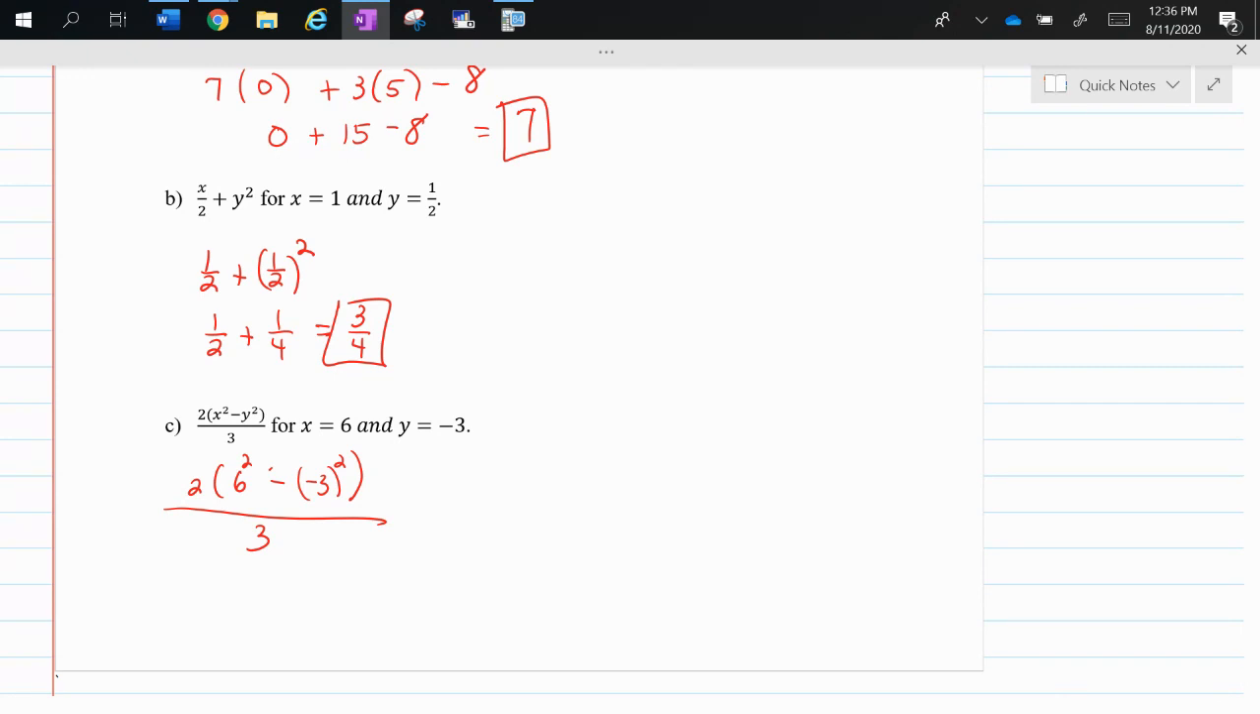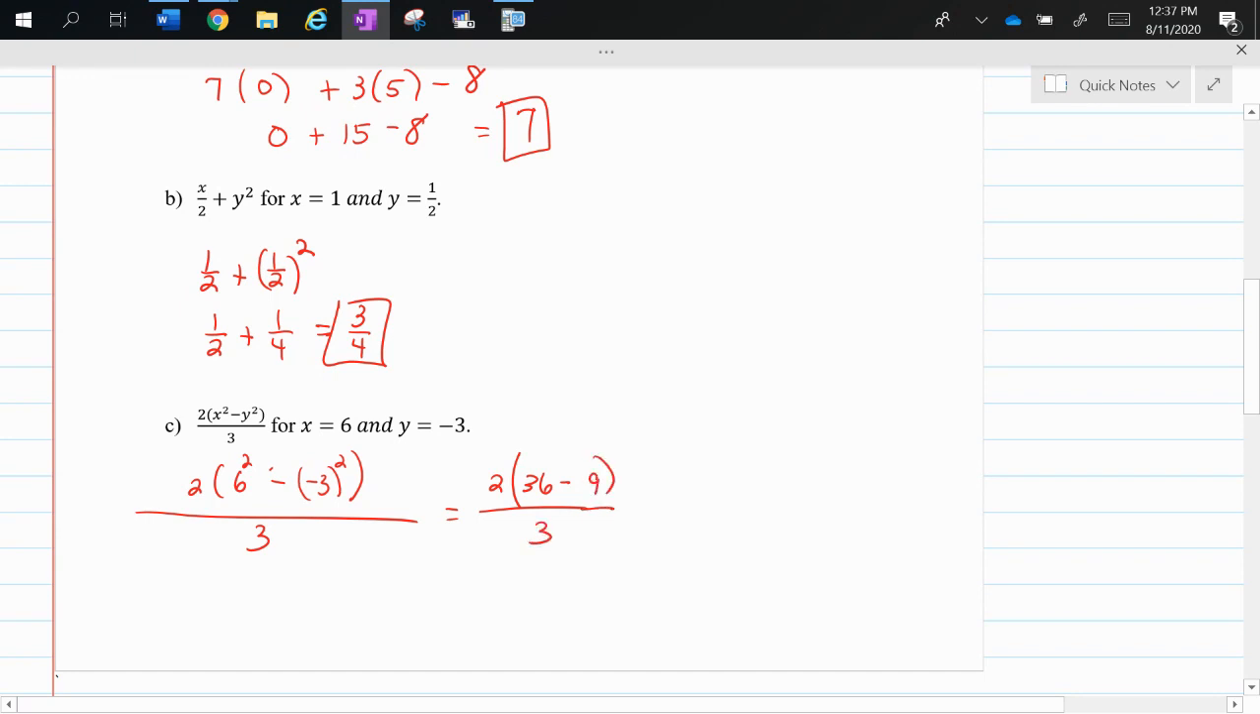So let's see. This big fraction bar right here is a grouping symbol. So when I see a fraction bar as a big grouping symbol, I know I'm going to do everything in the numerator first and before I divide. And then in the numerator, I've got some parentheses going on. So I'm going to do 6 squared, which is 36, minus negative 3 squared, which is positive 9. Notice when I square the negative, it becomes positive.